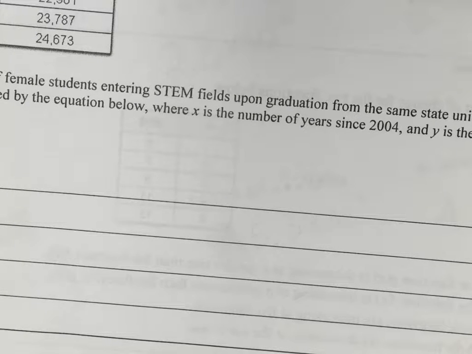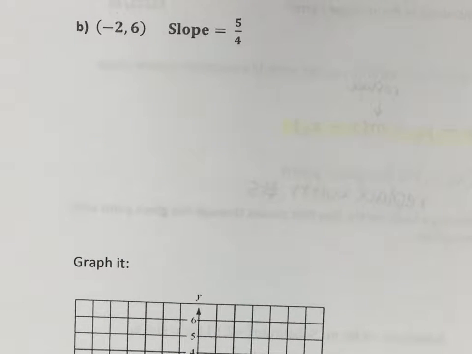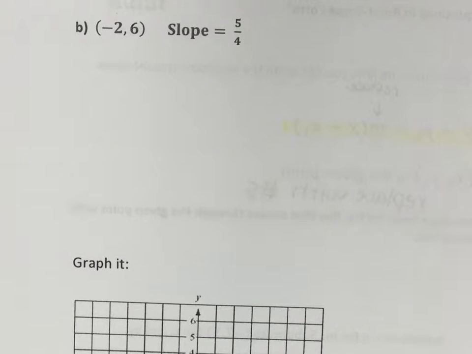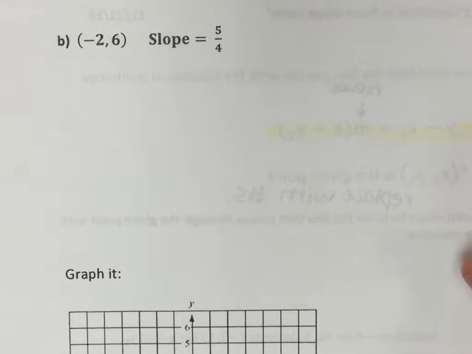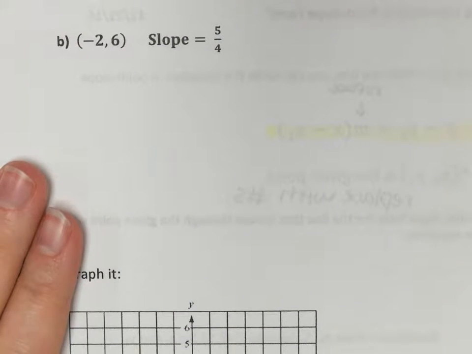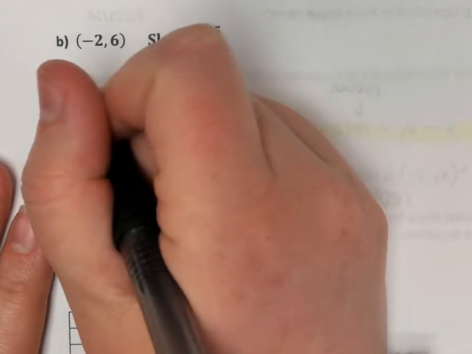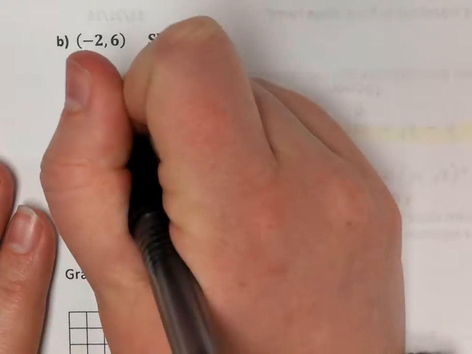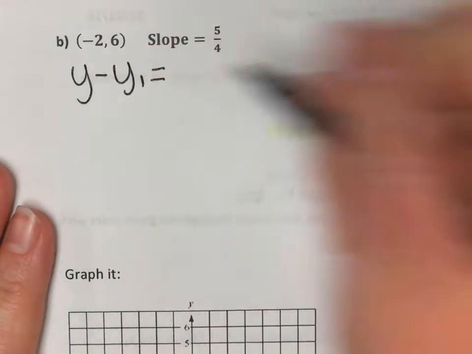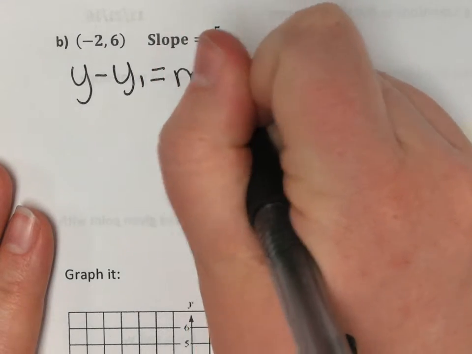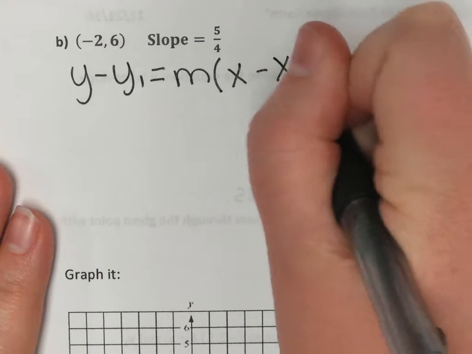All right, so on B, we're doing the same thing, but this time we're going to do it all, okay? So first thing we need to know, in order to write an equation in point-slope form, is what point-slope form is. So what is point-slope form? What does it start with? Y minus what? Y1 is equal to, good, very good, x minus x1.